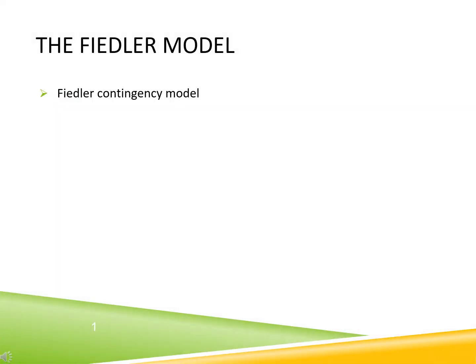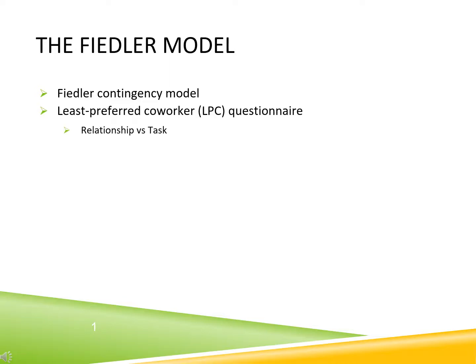The Fiedler contingency model proposed that effective group performance depends on properly matching the leader's style and the amount of control and influence in the situation. First, you need to fill out the least preferred coworker questionnaire, where respondents write one person they least enjoyed working with. From that score, you can determine the working style you prefer, which is either relationship or task-oriented.